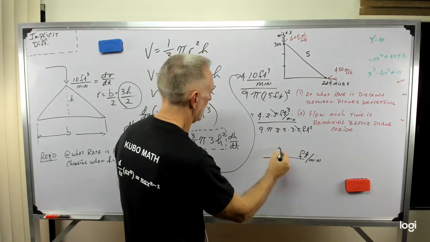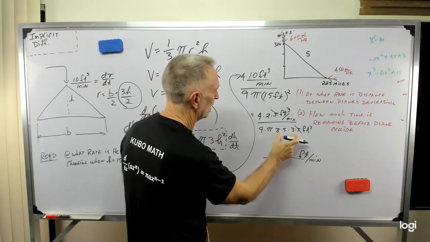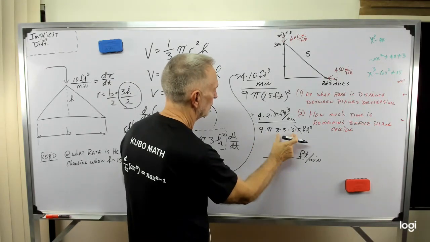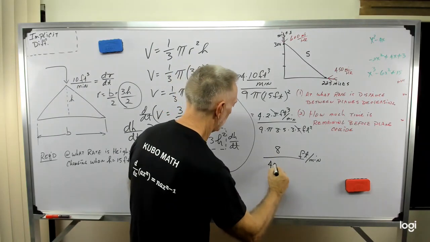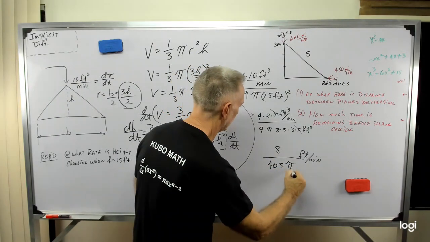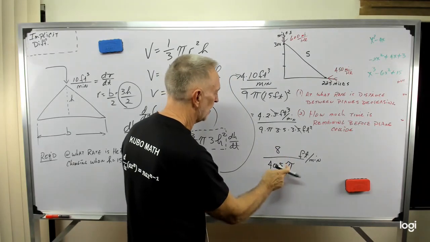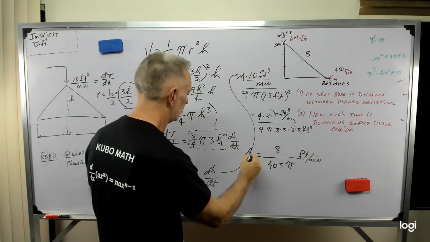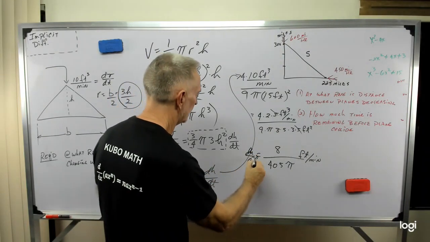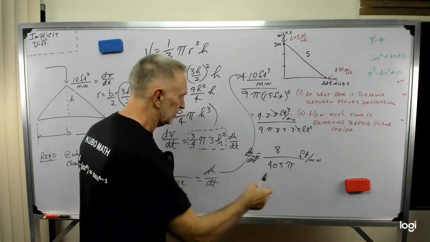And this is 8, 4 times 2 is 8. Now I have 9 times 9 is 81. 81 times 5, so I have 405 pi. 8 over 405 pi feet per minute is how fast dh/dt is going. And I couldn't have written that any sloppier right there.